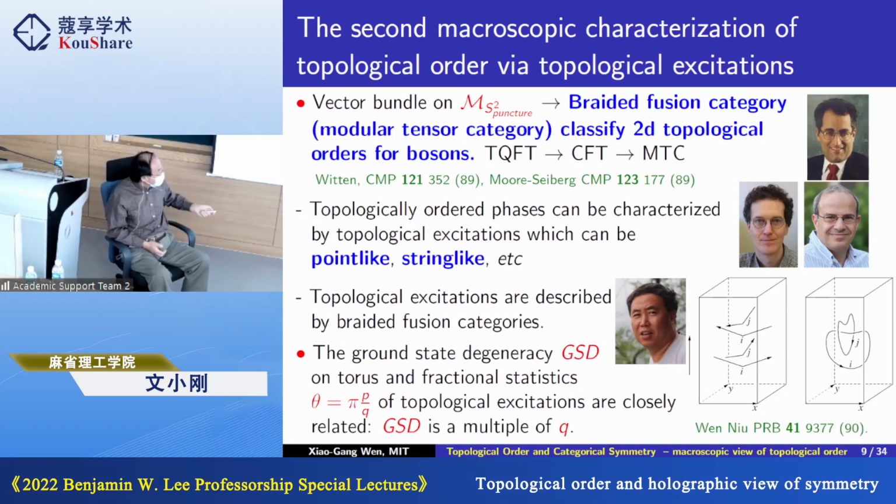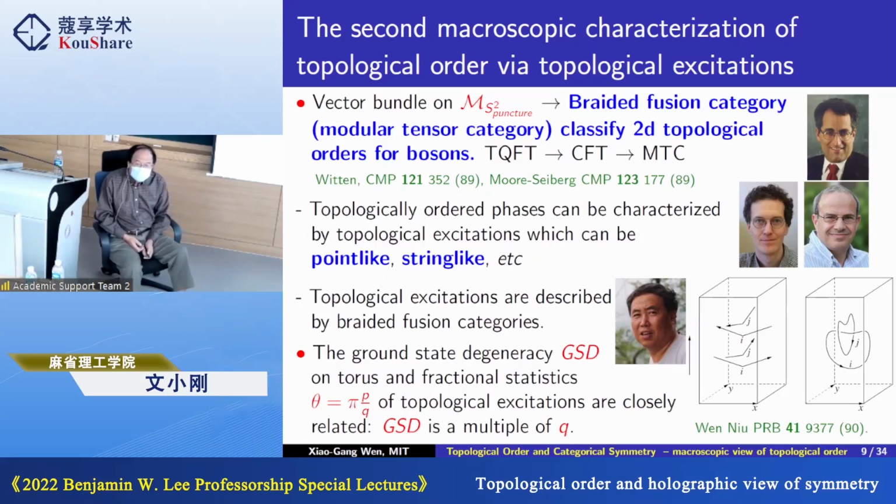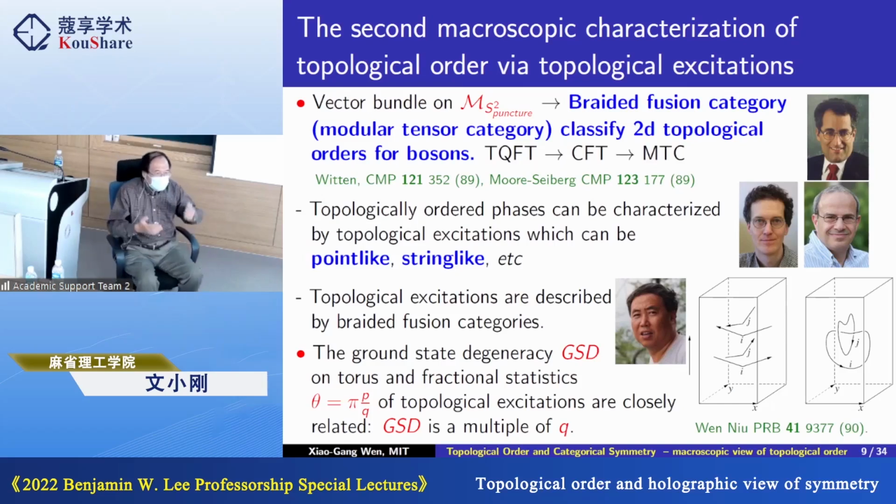And this phase factor is really just, actually, I should say mutual statistics. This one is mutual statistics, not self statistics. So it's 2 pi p over q. And the denominator q, I think the ground state degeneracy is a multiple of this denominator q. So from here is a really very strong indication that this modular tensor category and this ground state degeneracy have a very close relation. But how do we get this very systematic relation? How do we see them more systematically?